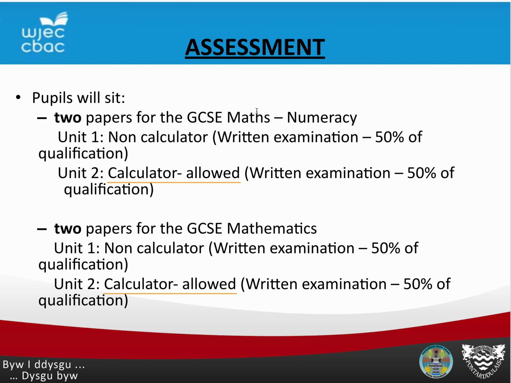So there's 2 papers for GCSE Maths Numeracy. One is a calculator and one's a non-calculator. Each are worth 50%, and that's exactly the same then for the normal GCSE Mathematics as well. So it's a 100% exam.